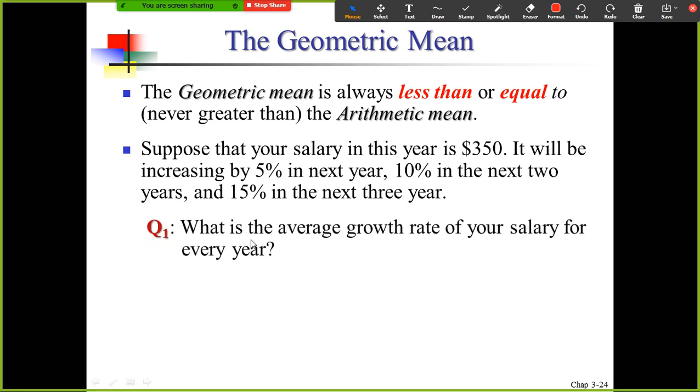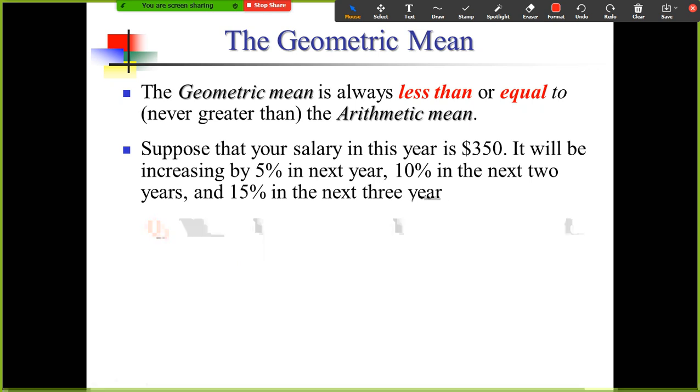Question 1: what is the average growth rate of your salary for every year? Every year means annual growth rate. Annual means yearly, but normally we don't say yearly, we say annual growth rate. What is the average growth rate of your salary every year, or annual growth rate? What is the average annual growth rate of your salary?